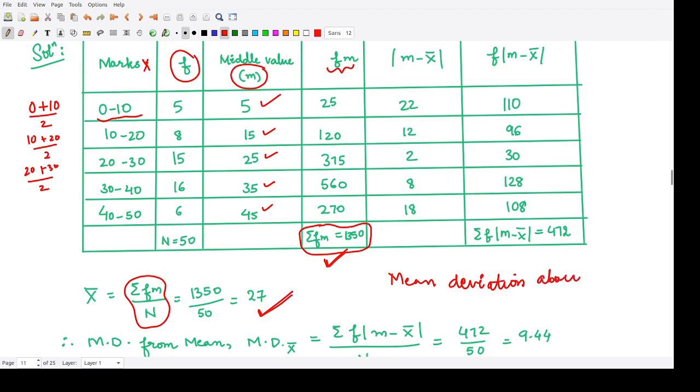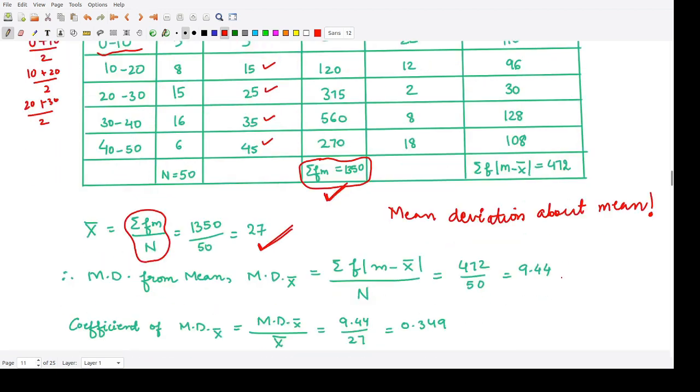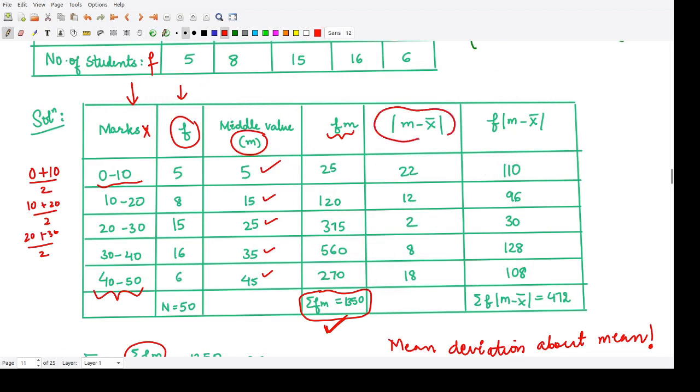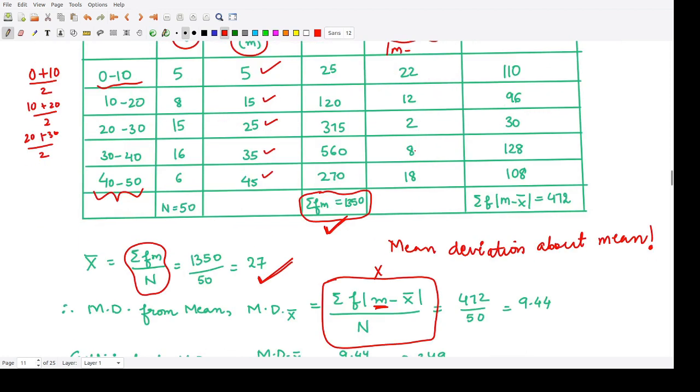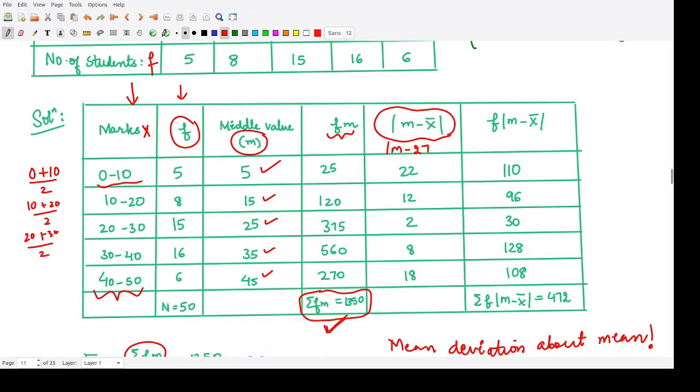Mean deviation about mean. So what would be this? Mean deviation about mean would be calculated using this formula. Now notice here that we'll use the middle values instead of the given x values, because here we have continuous class interval type values. So firstly we'll calculate this modulus of m minus x bar. What is x bar? X bar is obtained to be 27, so modulus of m minus 27. So you have the value of m as 5, 5 minus 27 mod is 22, 15 minus 27 mod is 12, 25 minus 27 mod is 2, 8 and 18, and so on.